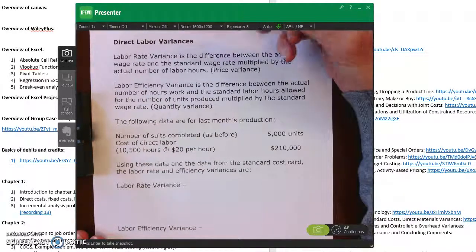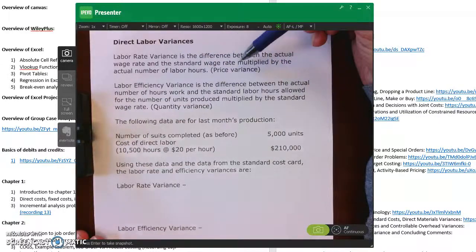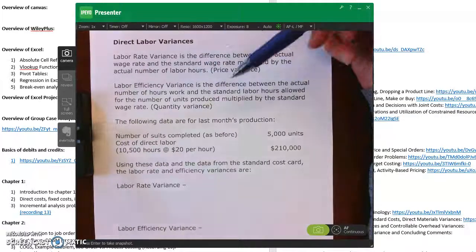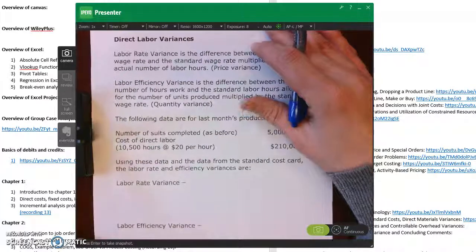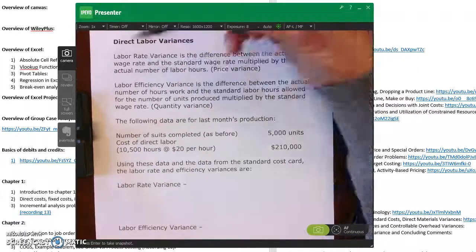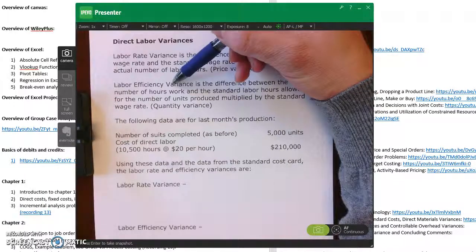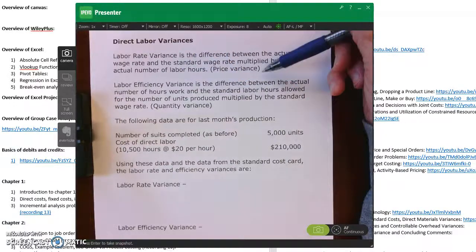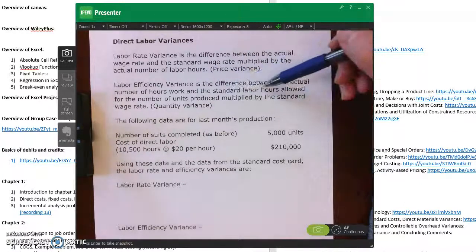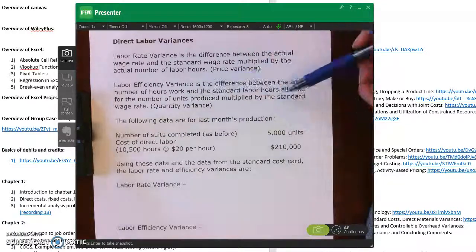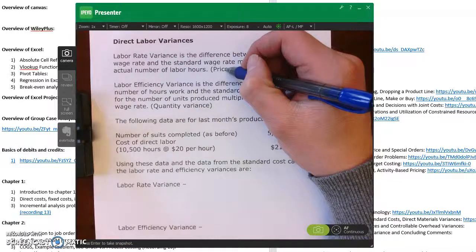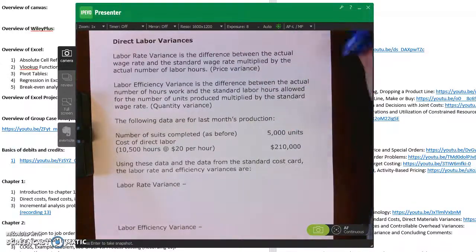Okay? So we can say over here our labor rate variance is going to be the difference between our actual wage rate and the standard wage rate, multiplied times the actual number of hours. So similar, and this would be our price variance, but we call it labor rate variance. And then this is our quantity variance, which is our labor efficiency variance. That's going to be the difference between the actual number of hours worked and the standard labor hours allowed, multiplied by the standard wage rate. So that's similar to the quantity variance. So we're going to use the price variance formula here and the quantity variance formula here, okay.